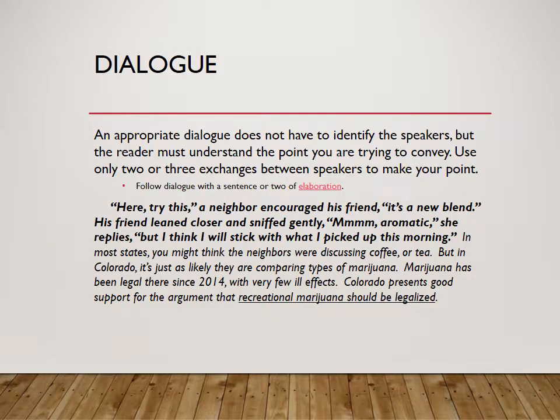As you can see, the dialogue begins this paragraph with just 2 exchanges, one from each character. Then it leads into elaboration, explaining that the characters are not discussing tea or coffee, but rather marijuana. This leads into more elaboration, discussing the legalization of marijuana in 2014, and finally the thesis that recreational marijuana should be legalized.